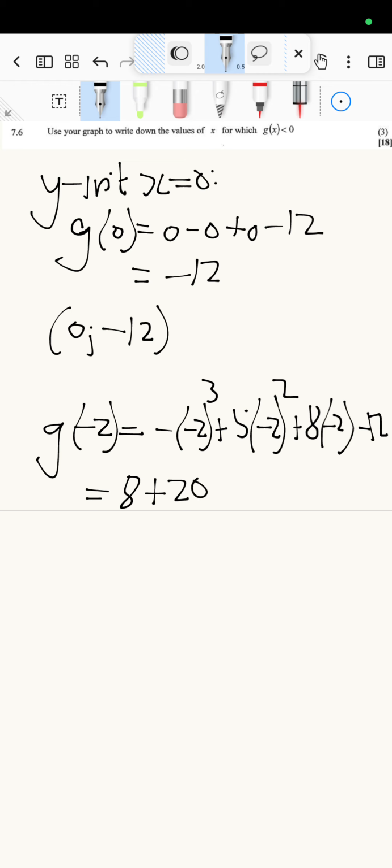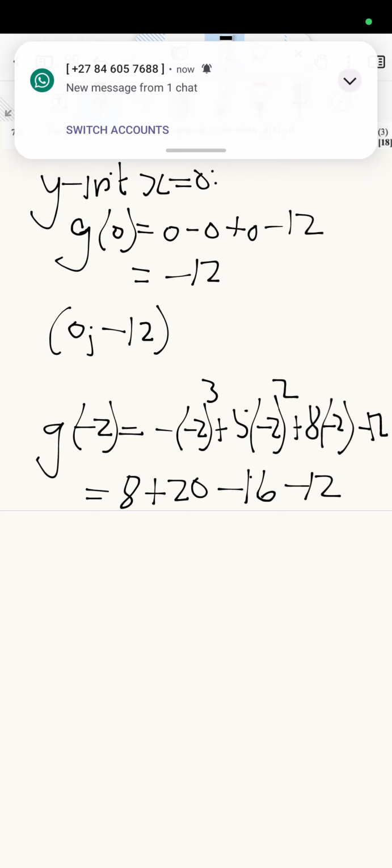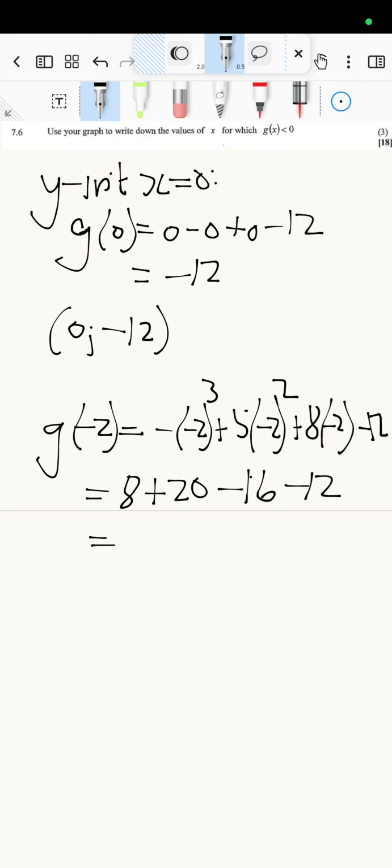And then 8 times minus 2 is going to be minus 16, and minus 12. Right, so again, we could have gone to put this into our calculators much earlier, right? But let's go do that quickly. That's going to be 28 minus 16 minus 12, and you end up with 0. Okay, so what does that mean?